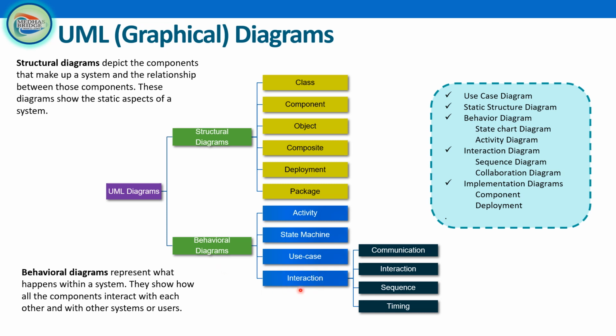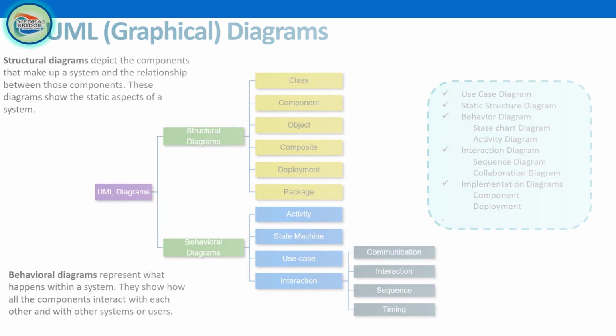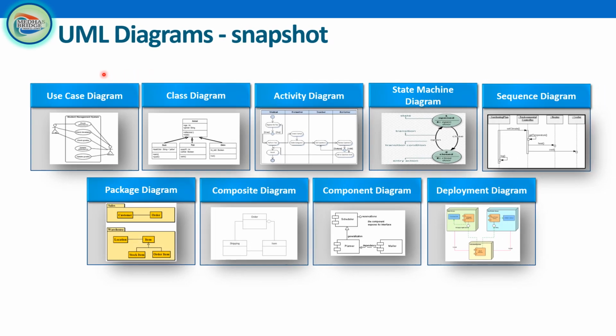Interaction diagrams, sometimes we represent as a part of the behavioral diagrams, or sometimes we can also make it a separate entity, like structural, behavioral and interaction. UML diagram snapshot. You can see here use case diagram, class diagrams, activity diagrams, state machine diagram, sequence diagrams, package diagrams, composite diagram, component diagram, and deployment diagrams. These are a few examples, but you can see many more in real time.